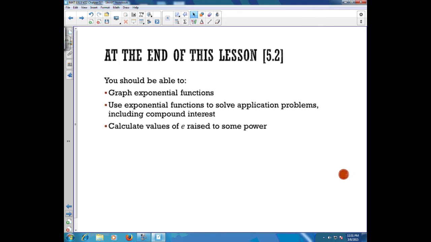So at the end of this lesson, you should be able to graph exponential functions, or at least recognize the graph of exponential functions. You should be able to use exponential functions to solve applications problems, including compound interest. And you should be able to calculate values of e raised to some power.